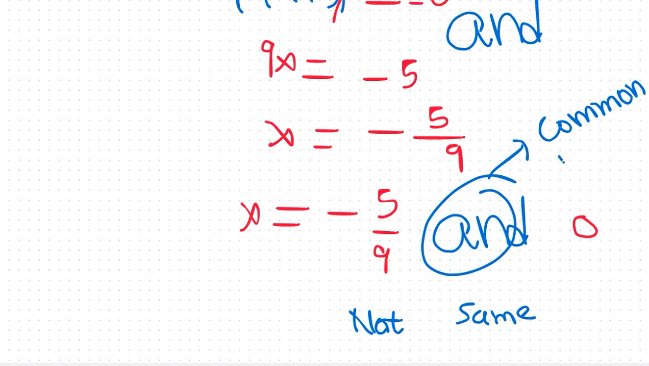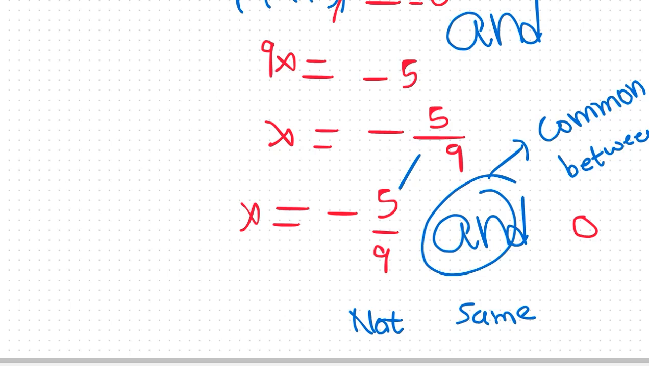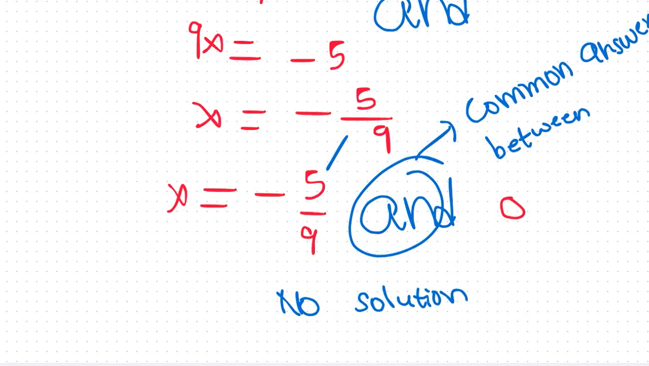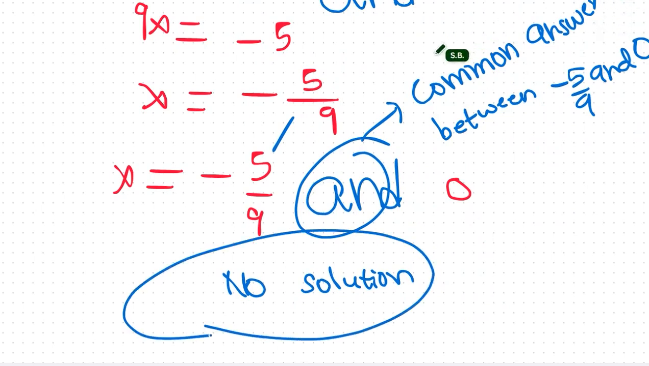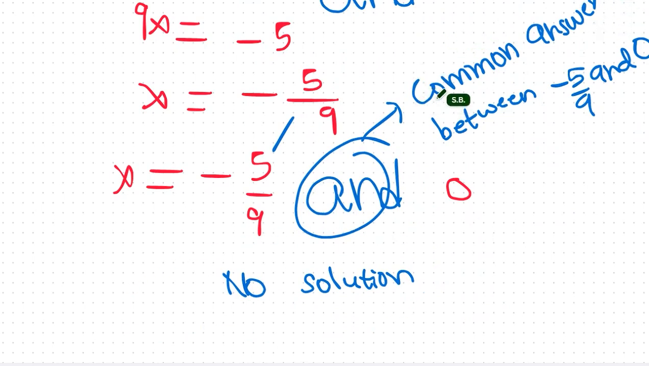Common or intersection between left and right. Minus 5 by 9 and 0. There is no common answer. So therefore there is no solution. No common answer between minus 5 by 9 and 0. So therefore, no solution. So this is the way.